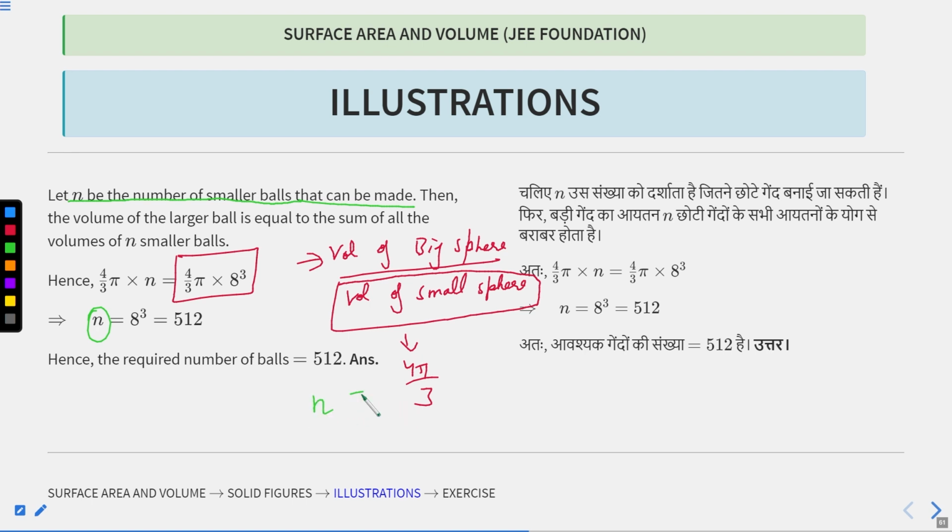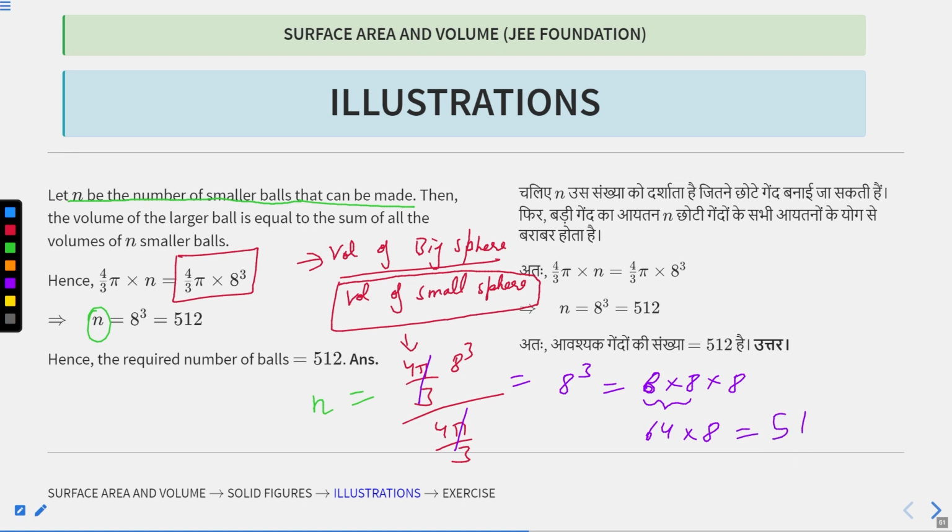So n is equal to the volume of the big divided by the volume of the small, and this term will get cancelled. We are left with just 8 cube, and 8 cube is 8 times 8 times 8, which, if you calculate, is 64 times 8, that is 512, and this is my answer. So the required number of balls is 512. We can make 512 balls out of the big sphere of radius 8. I hope this is clear to you.